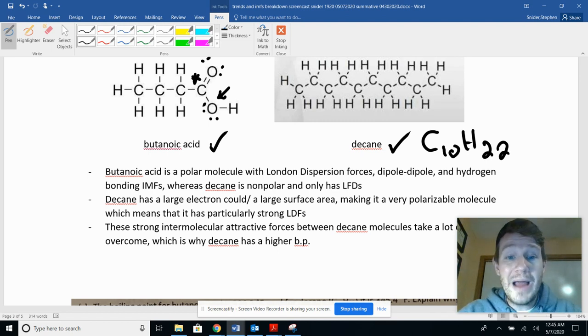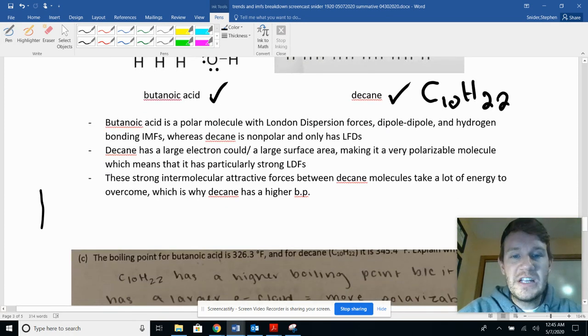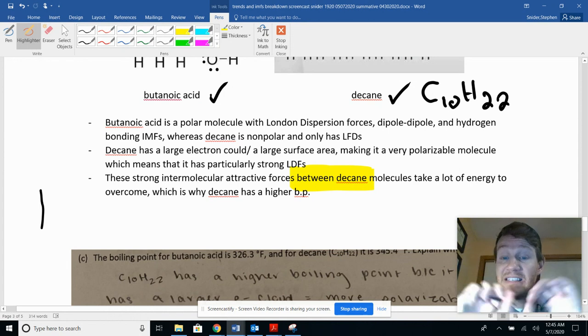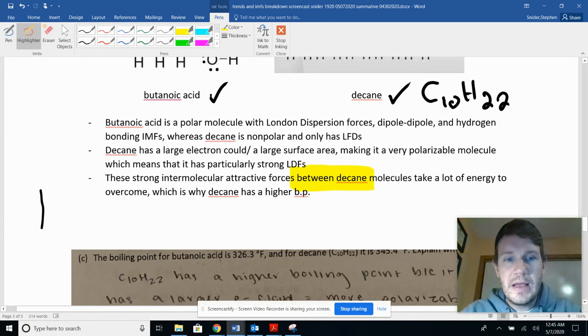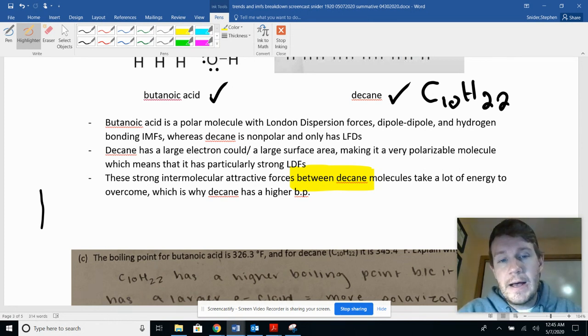If it's really polarizable, this means that those London dispersion forces are particularly strong. So what we would say is that these really strong intermolecular attractive forces between, not within, but between separate neighboring decane molecules, are really strong. And subsequently, it's going to take a lot of energy to overcome those intermolecular attractive forces and spatially separate them enough such that we can transition from the liquid to the gaseous state.